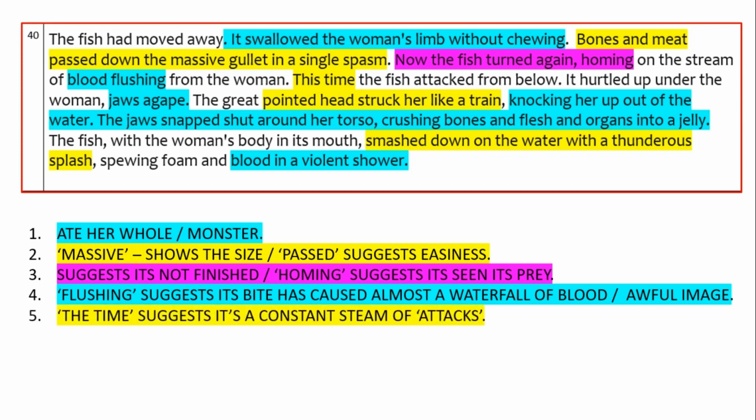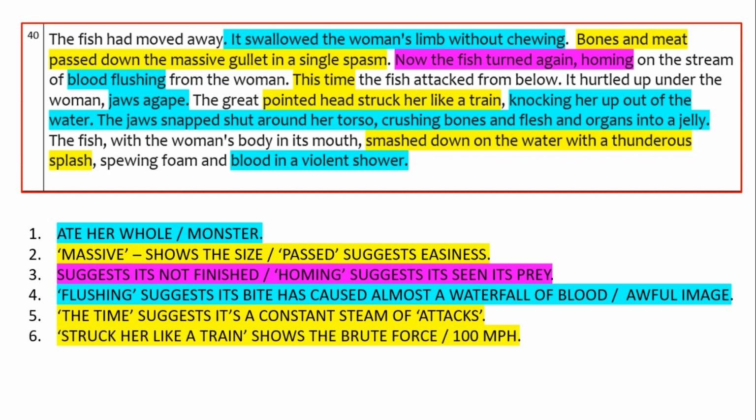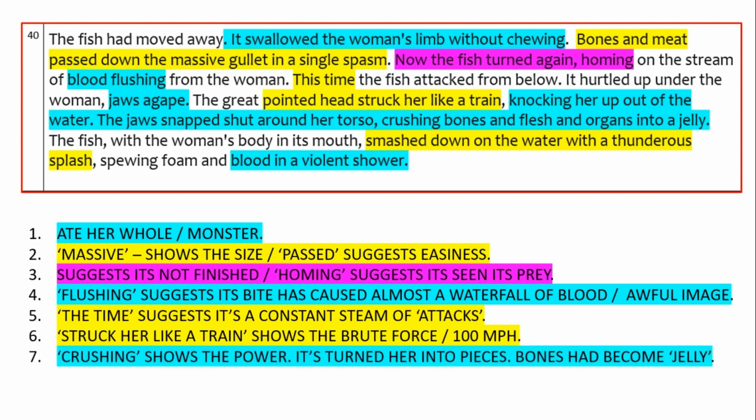This time the fish attacked from below. Again, it could have just said the fish attacked from below, but this time suggests it's almost a constant stream of attacks. The shark is coming and coming and coming. Struck her like a train suggests brute force, almost like we can imagine what happens to a human body if a train strikes it.